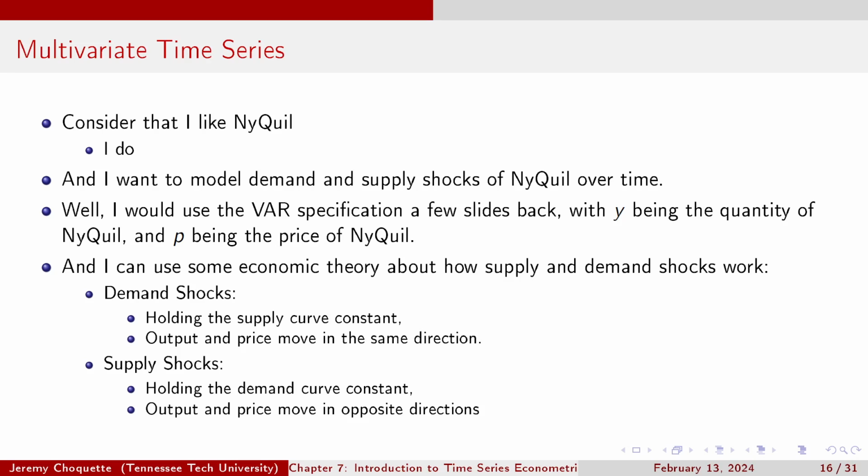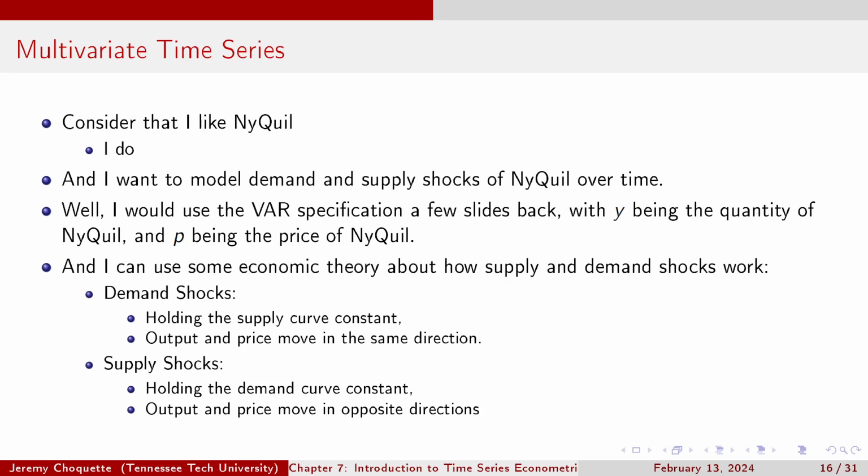Here's a nice little example of this. We all know that I love NyQuil. NyQuil is amazing. Say I want to look at a demand and a supply shock of NyQuil over time. This is the VAR that I estimated a few slides back, Y being the quantity of NyQuil and P being the price of NyQuil. And I can have a little bit of an idea here about how supply and demand shocks would be working.